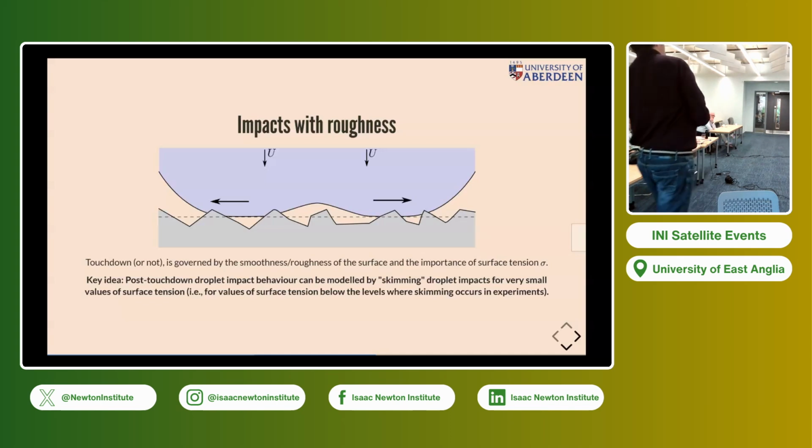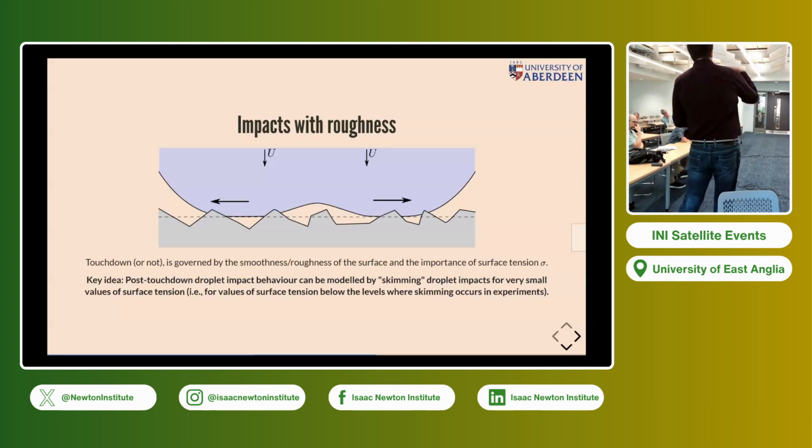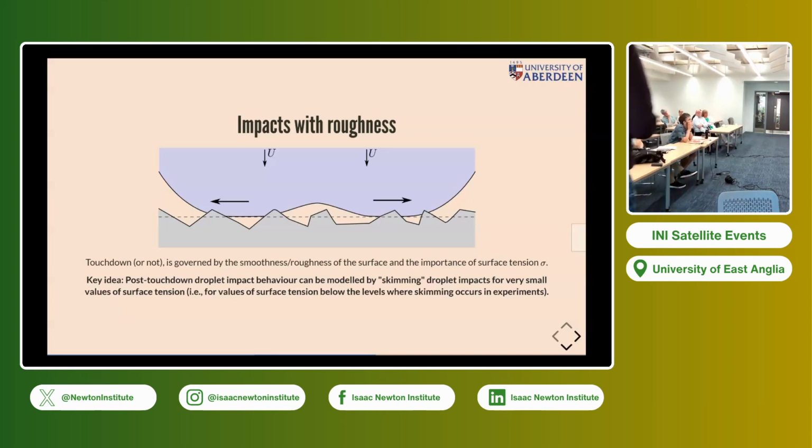With very small levels of surface tension, we then let the calculation run and see what actually happens as I turn down that surface tension and get closer and closer to the case where I have no surface tension. But the inclusion of a small amount of surface tension lets me actually continue those calculations beyond the point where they would otherwise have stopped.